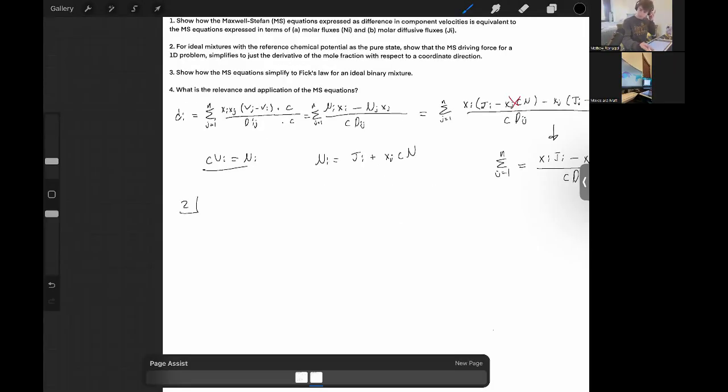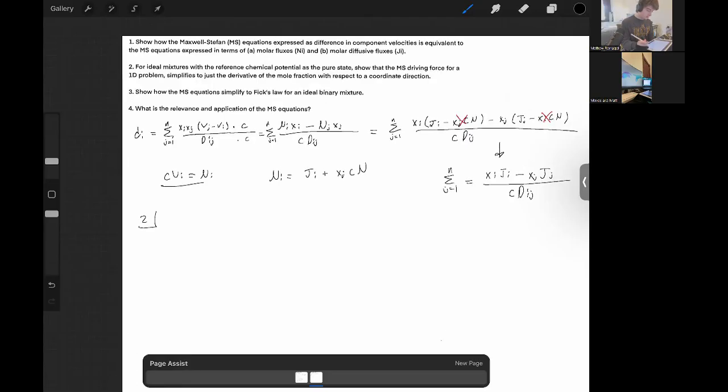So to explain the reference chemical potential as the pure state, and to show that the Maxwell-Stefan equation's driving force for a one-dimensional problem is just a derivative of the mole fraction with respect to some coordinate, we have to look at chemical potential as an equation, which will look something like this.